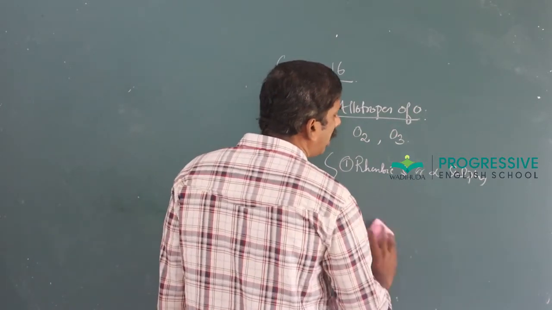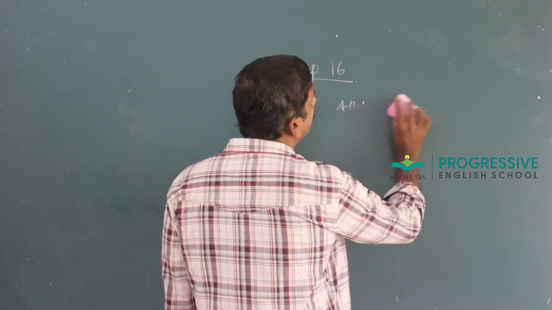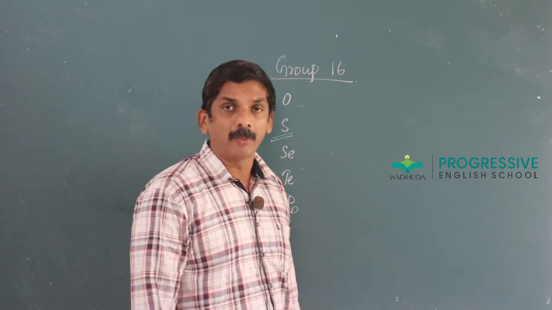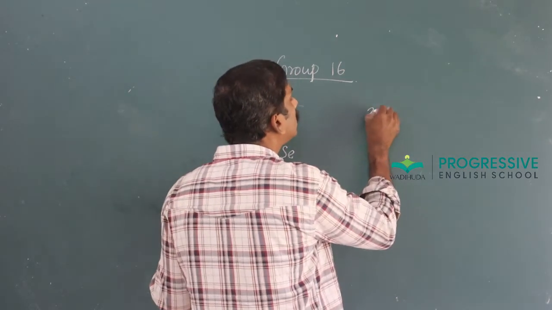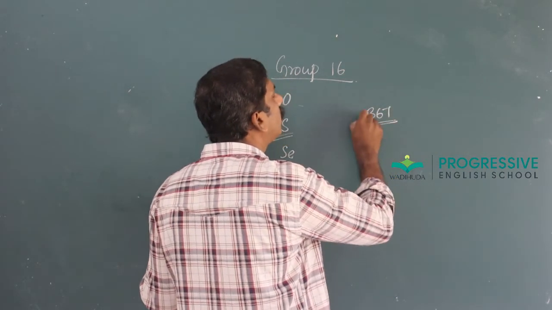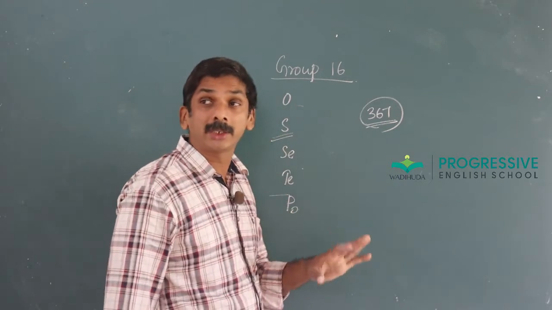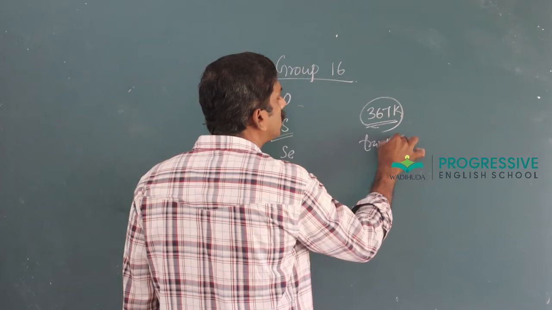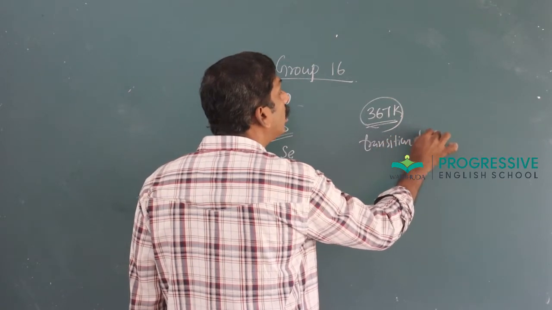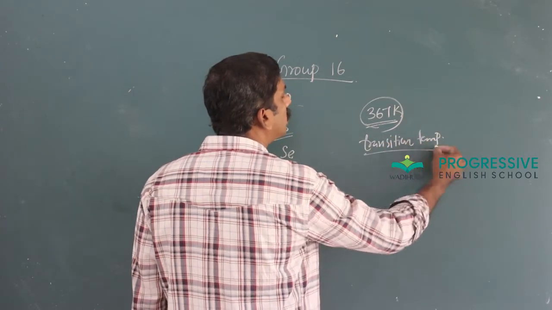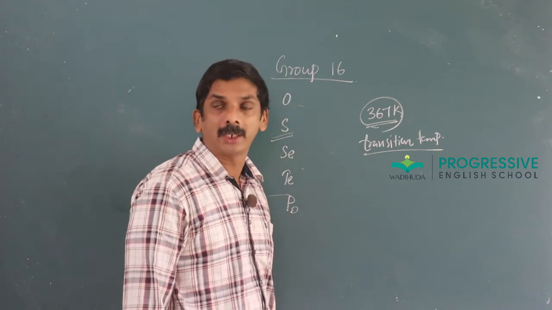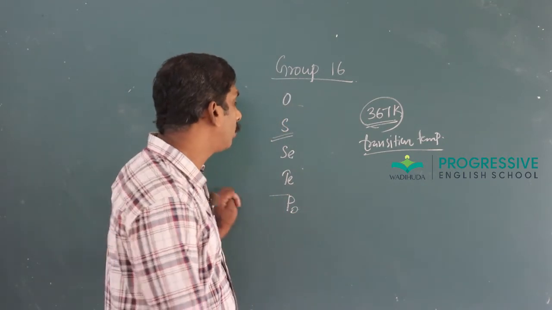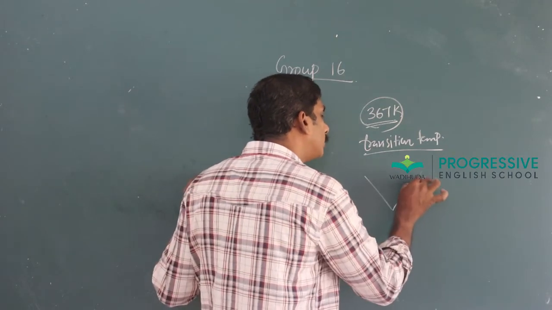At a temperature of 367 Kelvin, above 367 rhombic sulfur is stable, and below 367 monoclinic sulfur is stable. At 367 Kelvin, both allotropes are stable. That is called the transition temperature. Both monoclinic and rhombic sulfur are crystalline forms of sulfur.